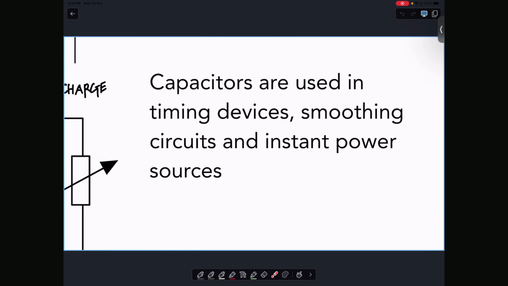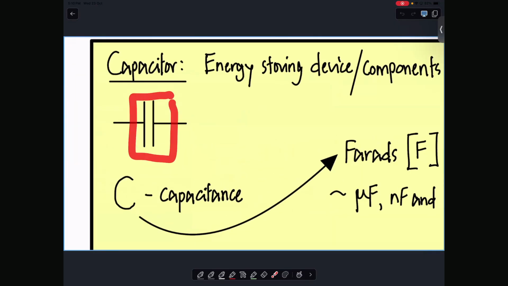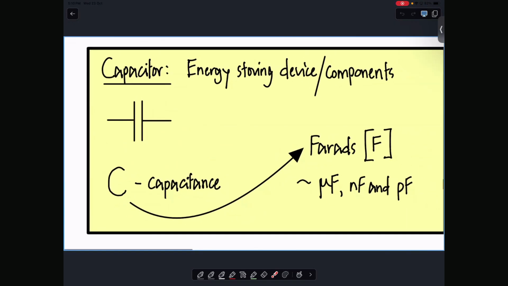It's also used in a process called smoothing. It's used in your fans. We will do that in a later chapter, where you can convert an AC supply to a DC supply. Okay, so that's the basic background to a capacitor. The capacitor symbol is this one, two parallel lines like that. The symbol in terms of a letter is capital C, and the unit for capacitance is farads, capital F. Capacitors usually come in very small values, like nano, pico, micro.